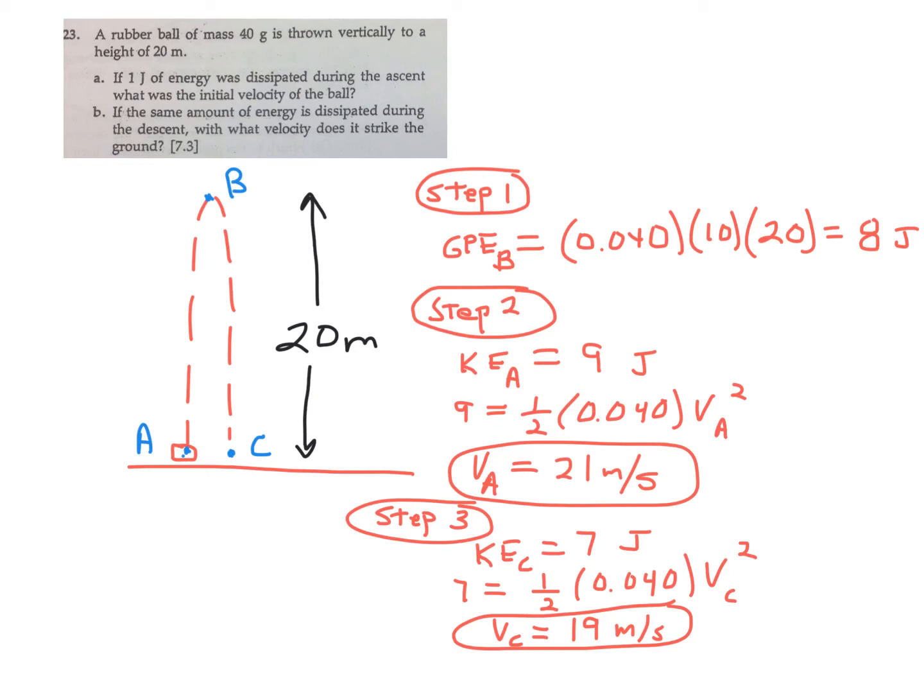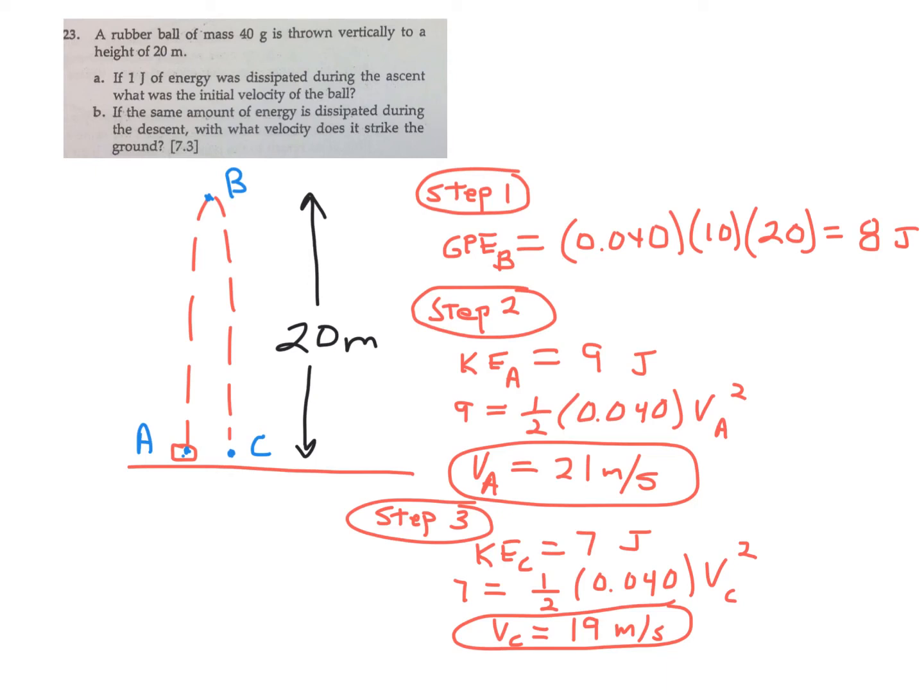out the GPE at point B relative to the ground, because they give you how high it is. So you take your m times g as 10 instead of 9.8. So I'm getting a 1 sig fig answer for the energy at point B, 8 joules. I'm playing a little bit loosely with sig figs here.